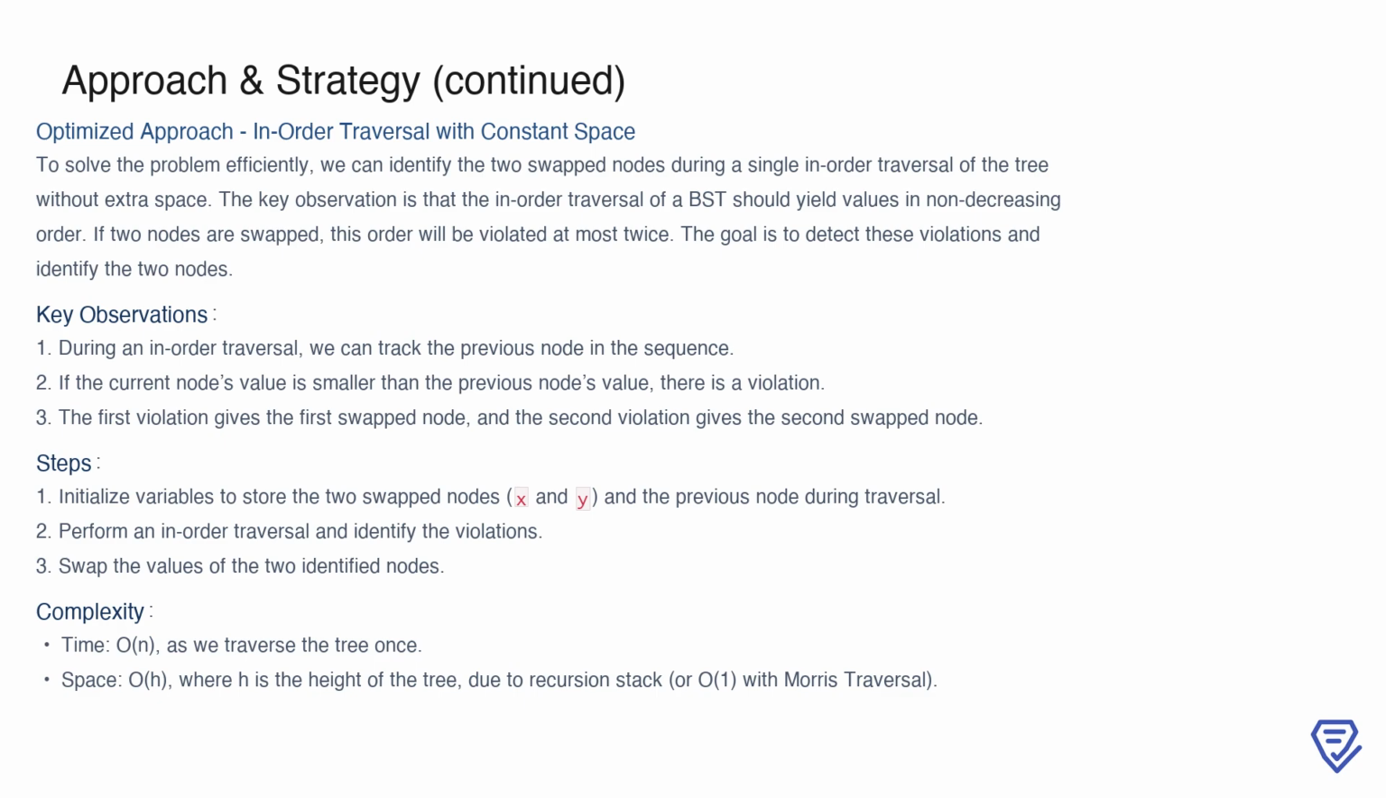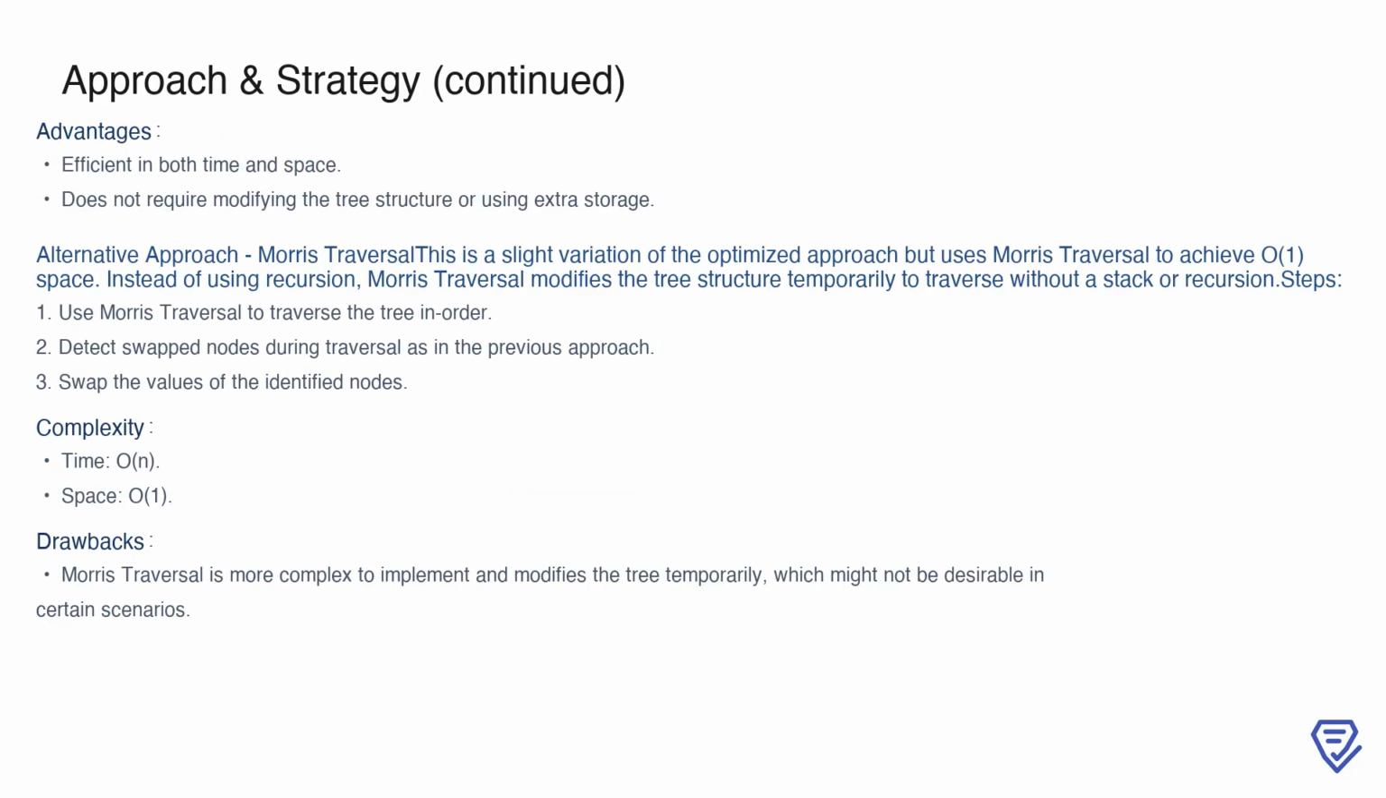This approach is much more efficient, with a time complexity of O(n) and a space complexity of O(h), where h is the tree height due to the recursion stack. With Morris traversal, the space can even be reduced to O(1), as we will discuss. The optimized in-order traversal approach is not only efficient but also has several advantages. It avoids the overhead of extra storage and leverages the tree's inherent properties for an elegant solution.